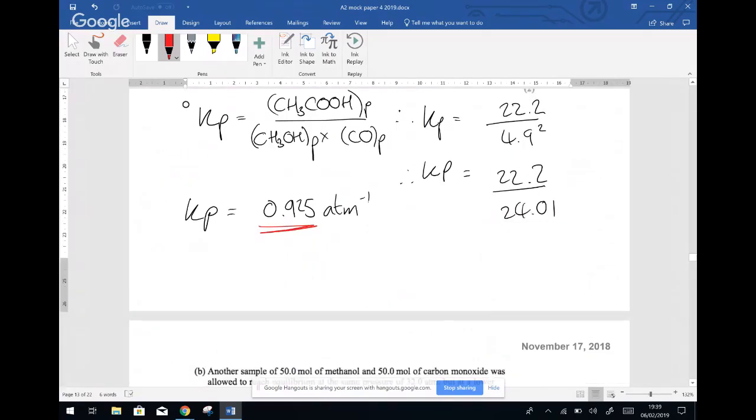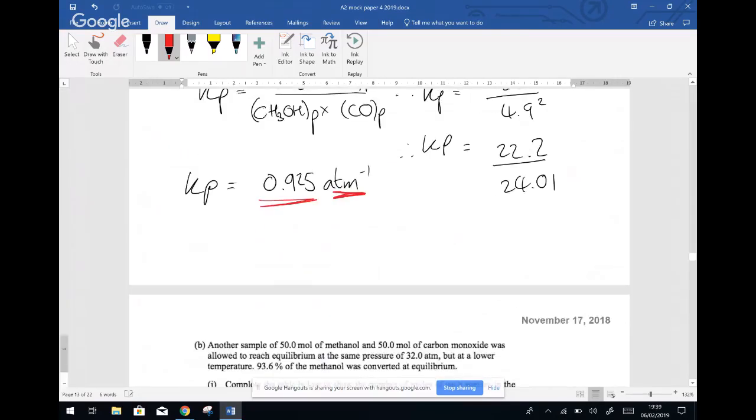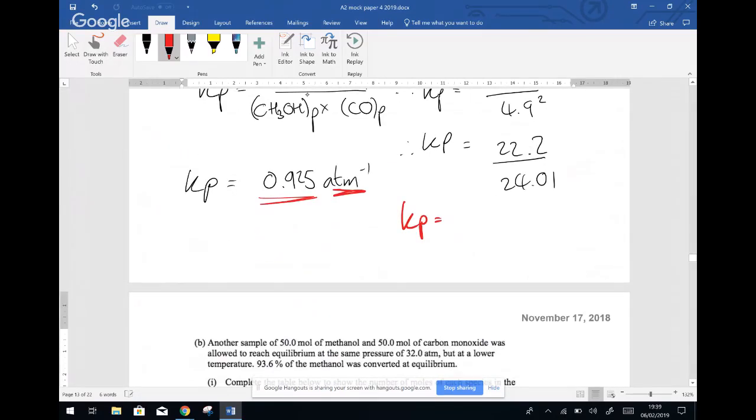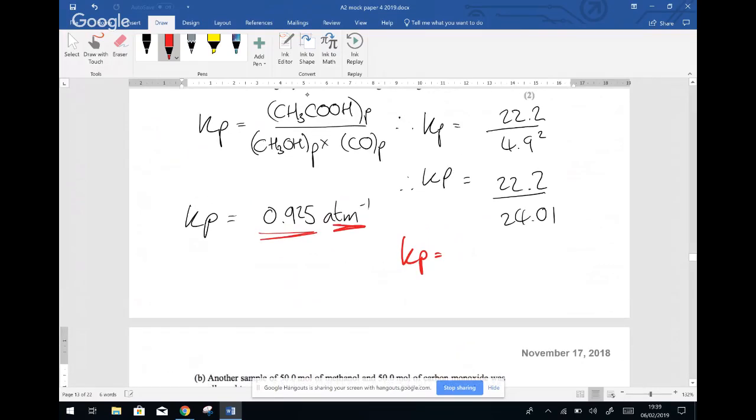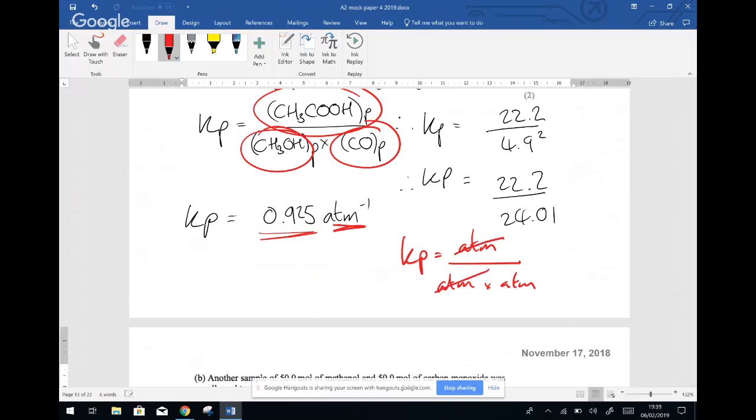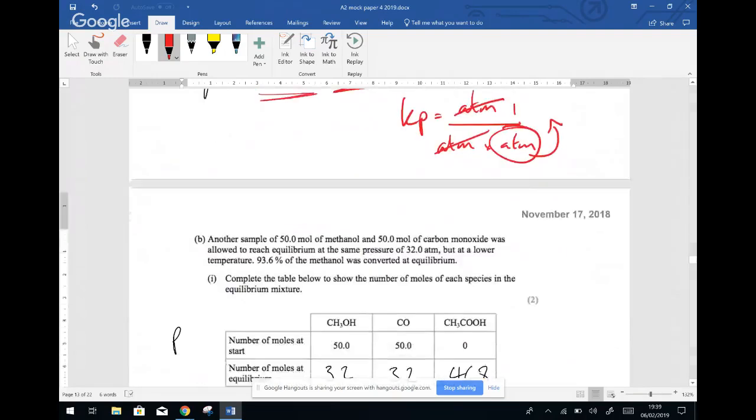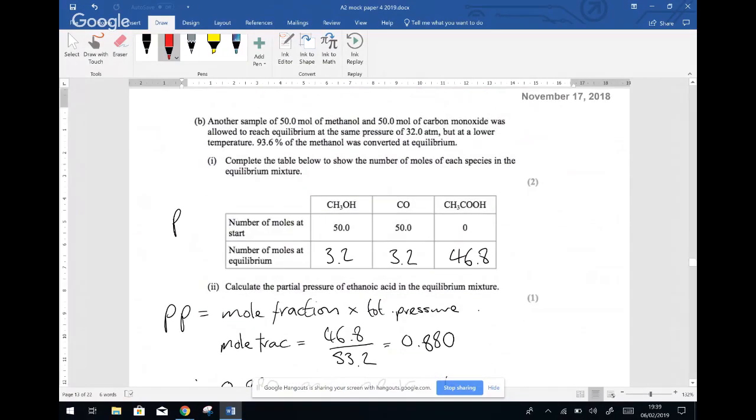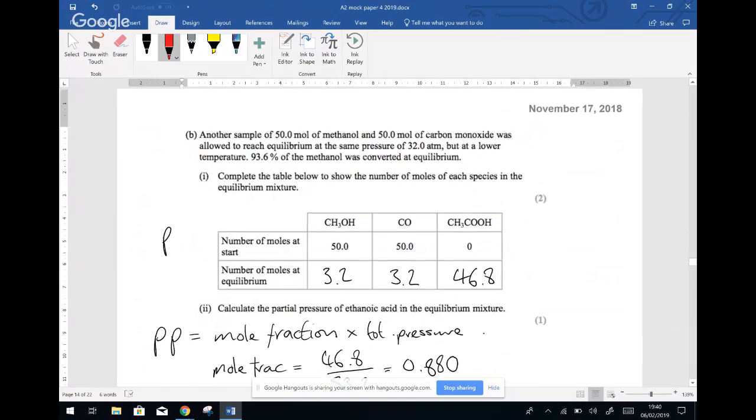If anybody's not sure on the units, the reason for those units is because Kp has one thing at the top, being atmospheres, and on the bottom, atm times atm. Cancel what cancels. There's one atm left, but it's on the bottom. To bring it up, you've got to flip its power: atm to the -1. Nice and easy. Good question, though.